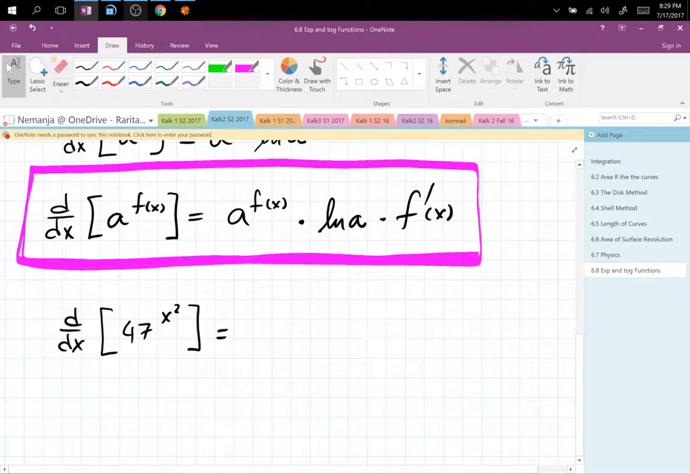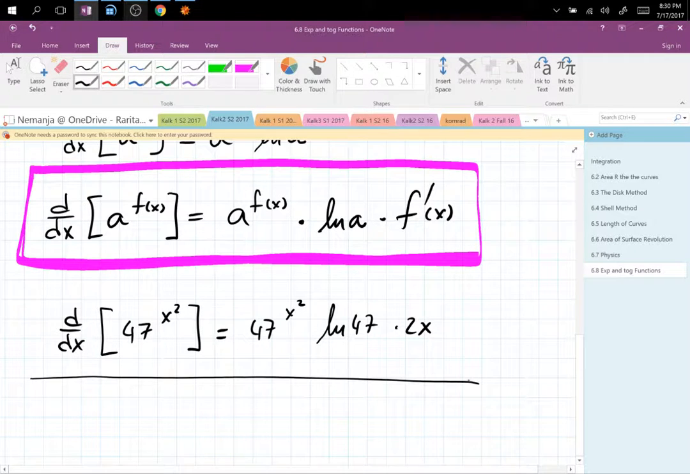All right, so this exercise is fairly quick, right? So we go Control C, Control V, and then ln 47, and then times the derivative of x squared, which is 2x. All right, so let's see.